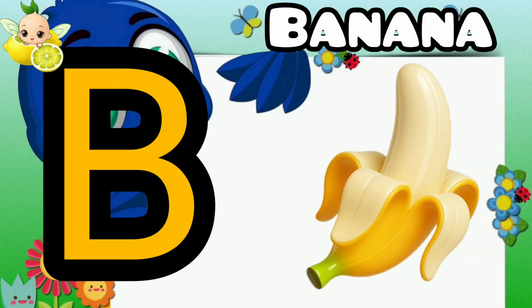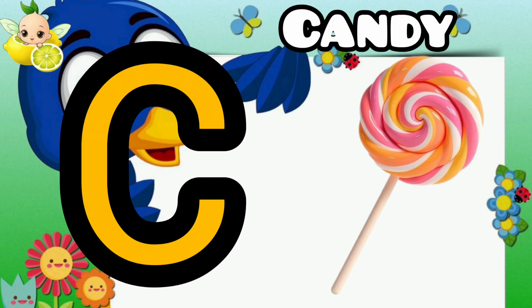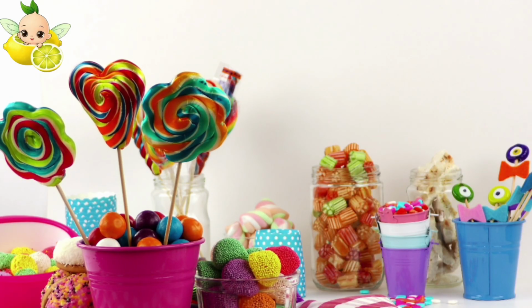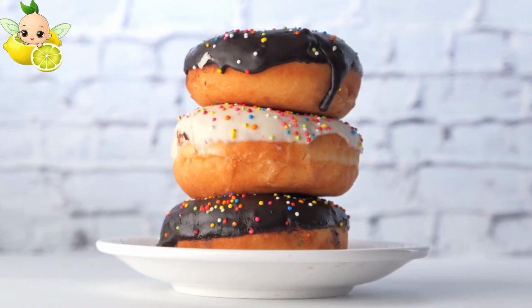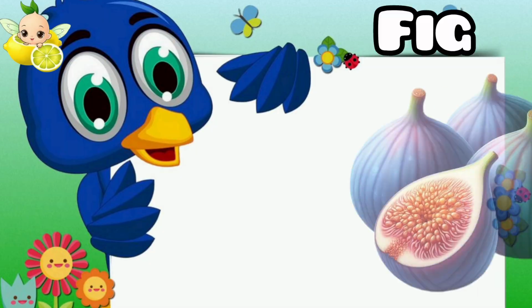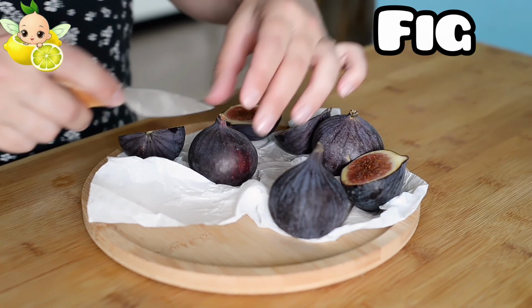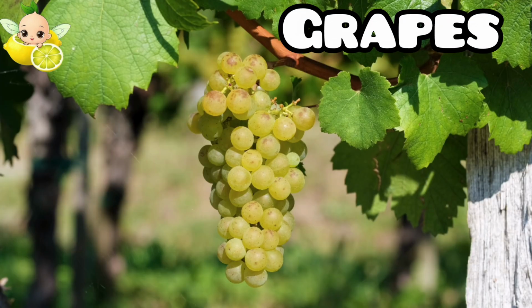B for banana, banana. C for candy, candy. D for donut, donut. E for egg, egg. F for fig, fig.